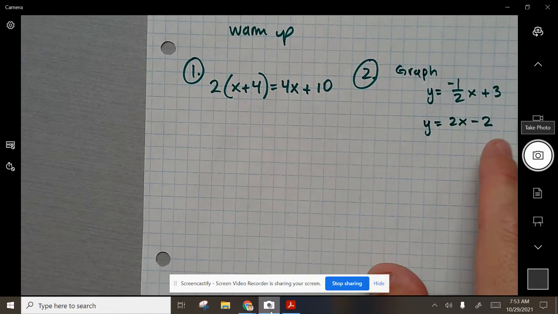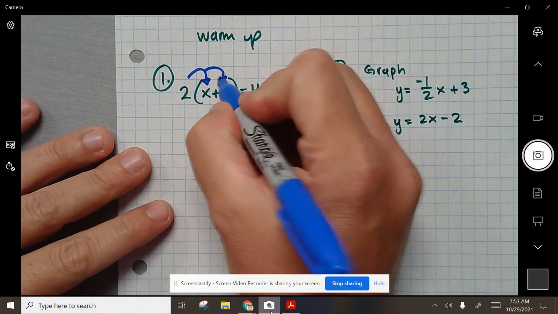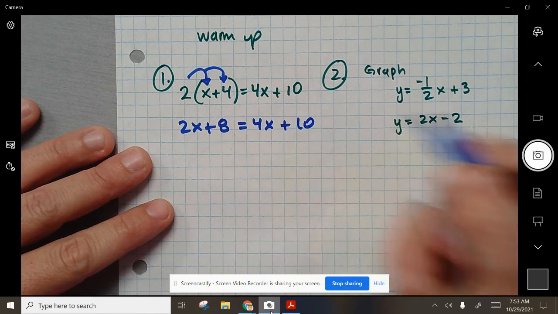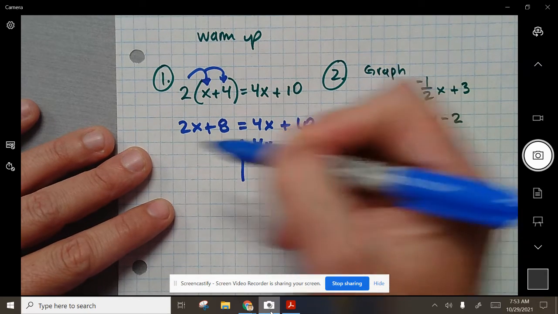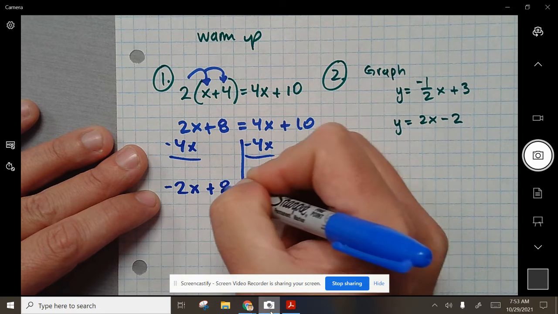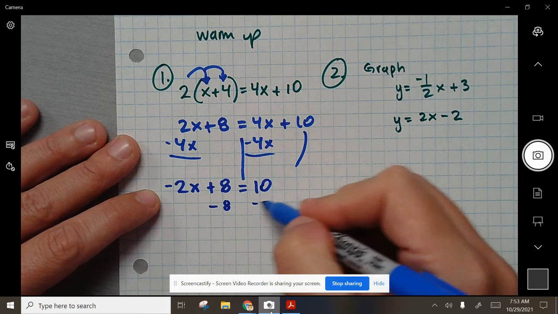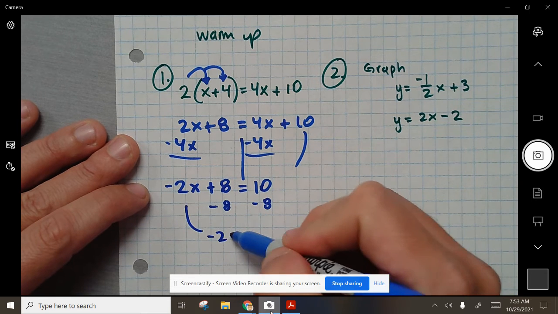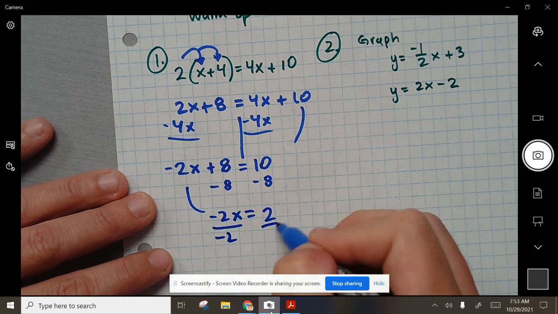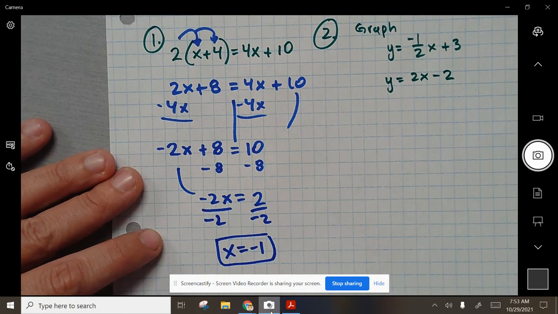Okay, so for this one, I have two problems here I want you to go over. The first one here, I want you to make sure you understand. We know what to do. This is old stuff. We're distributing, and then we're going to go letters to the left. We're subtracting 4x. Okay. From here, we subtract 8. Negative 2x equals 2. All right, we're going to divide by negative 2. x equals negative 1. All right, that was a little challenging, but you can do that.